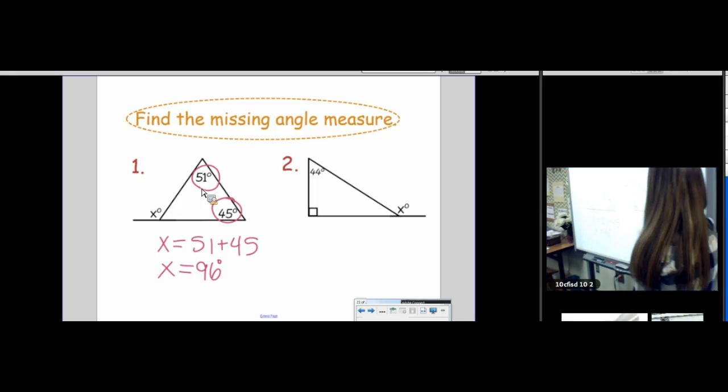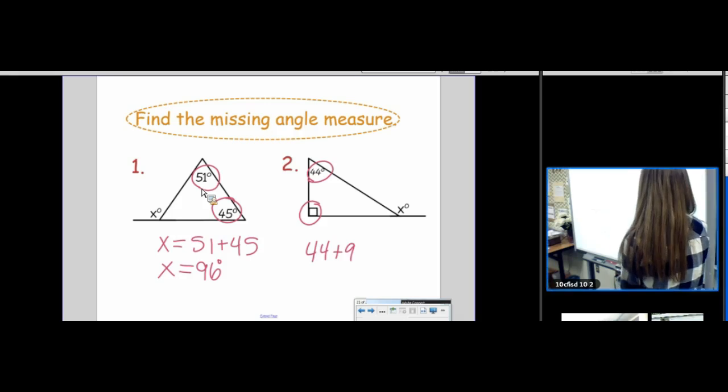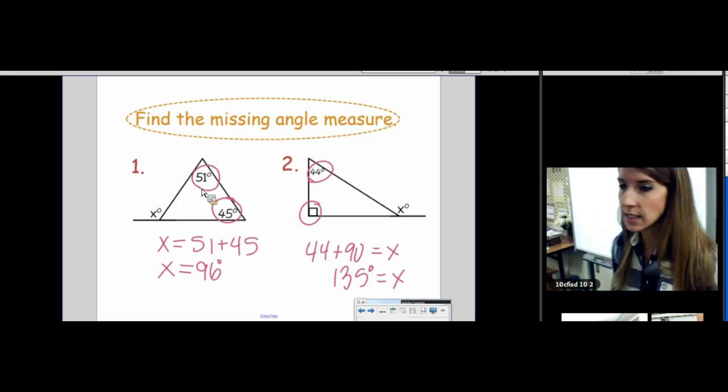Next one. Circle your remote interior angles. 44 plus 90 equals x. X is the obtuse angle of 135. Easy as that.